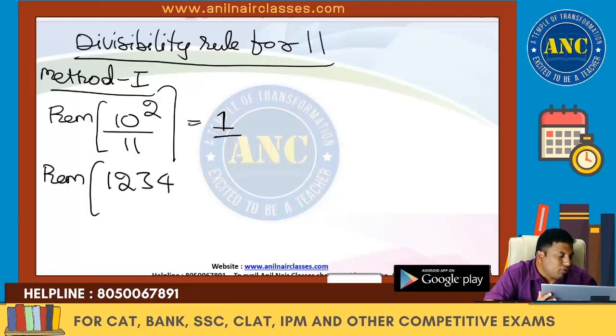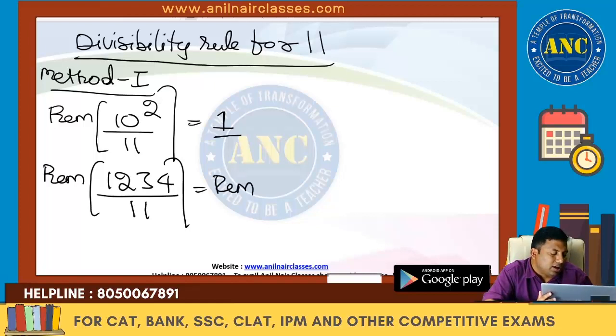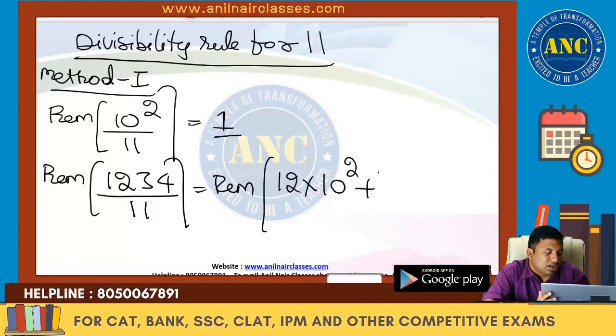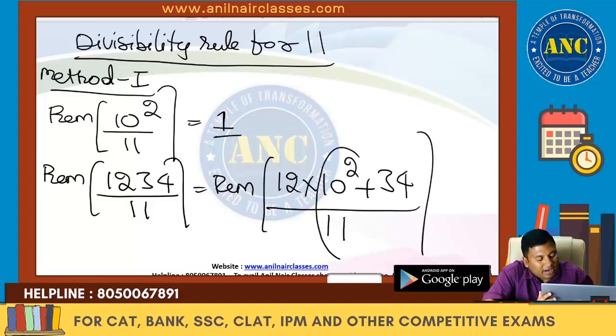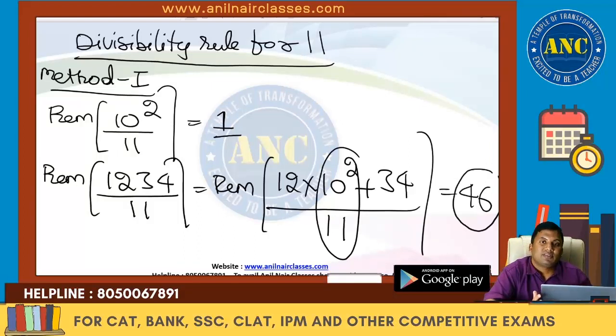1, 2, 3, 4 divided by 11. This is nothing but the remainder of 12 into 10 square plus 34 divided by 11. 10 square divided by 11 gives remainder 1. 34 plus 12 is 46.